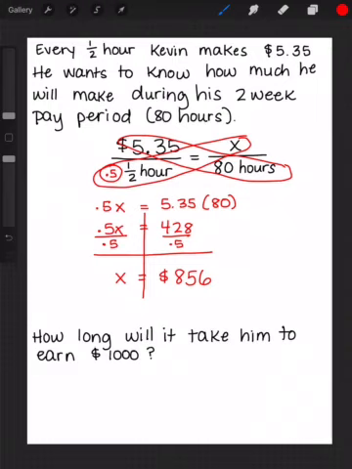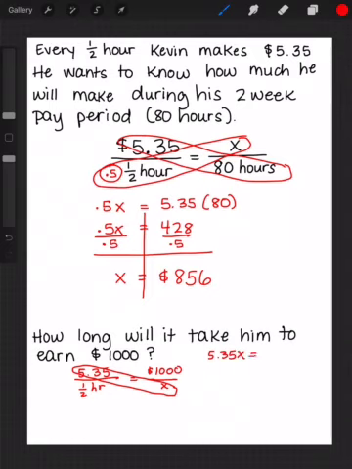So what we know is that we still have $5.35 for every half hour. But now, instead of having 80 hours on the bottom, we want to fill in the top, which is the dollar amount. And we want to know how long that is going to take. So this is the only one you really are going to have to set up, but it's the same idea. You're still cross multiplying.